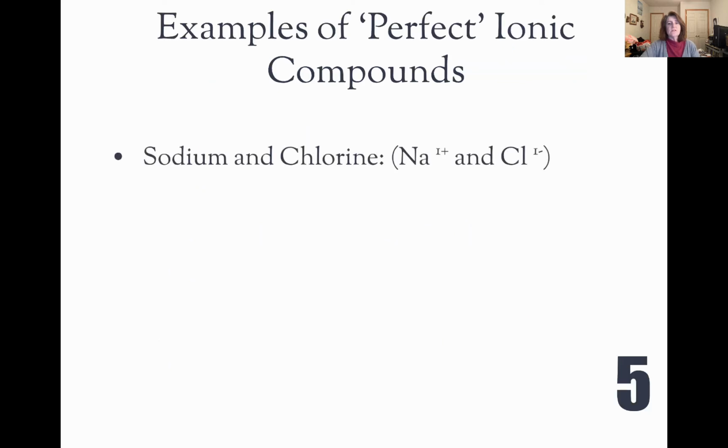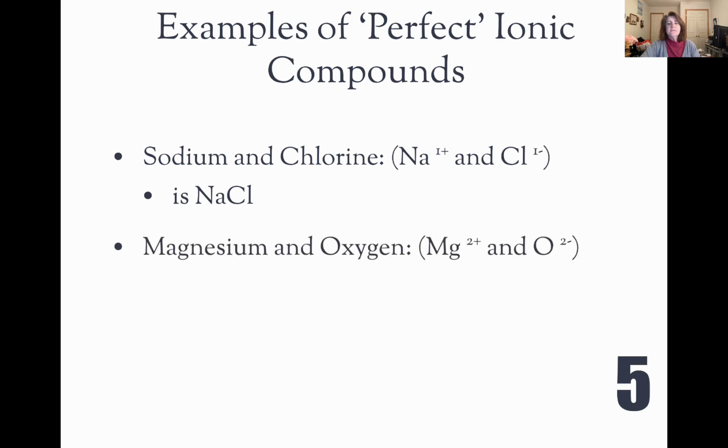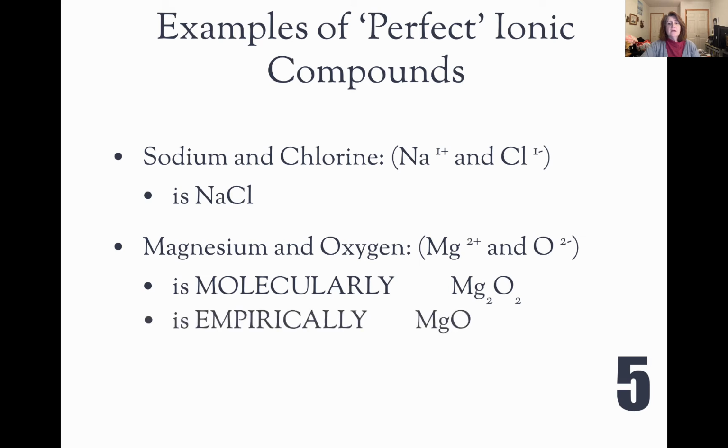Perfect ionics are like sodium and chlorine, both with oxidations of 1, positive and negative respectively, which would make NaCl. Magnesium and oxygen, magnesium with an oxidation of 2 positive and oxygen with an oxidation of 2 negative, molecularly would form Mg2O2 and empirically would be MgO.